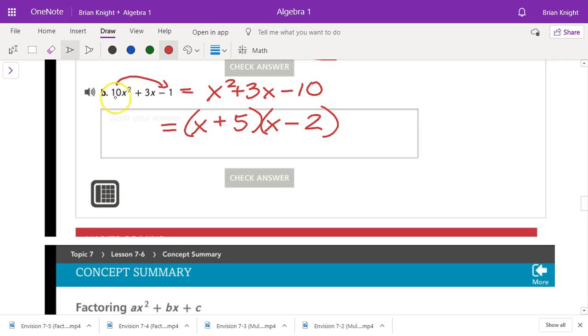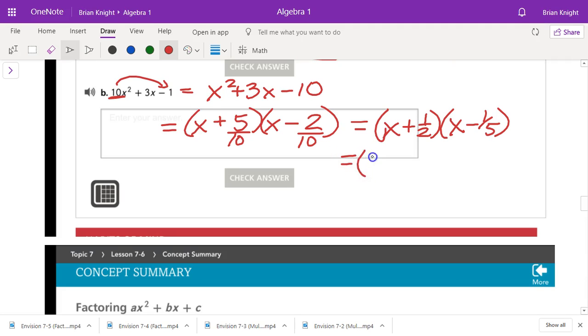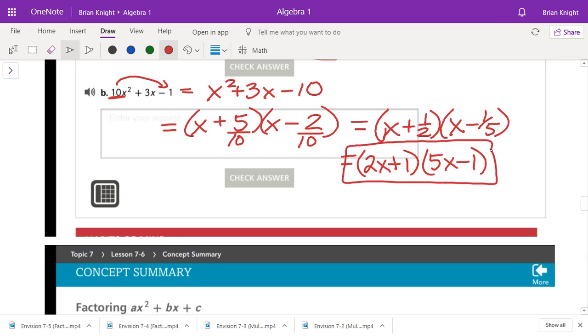What did we borrow? The 10. We borrowed the 10, so divide by 10. Okay, this is a good one. We have to reduce first. Y'all listen, we have to reduce first. So this is x plus 1/2, and then we have x minus 1/5. Does everybody see that? And now you move your denominator. So that'll be 2x plus 1, 5x minus 1. Everybody good? Not too bad?